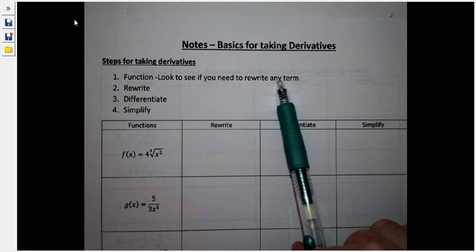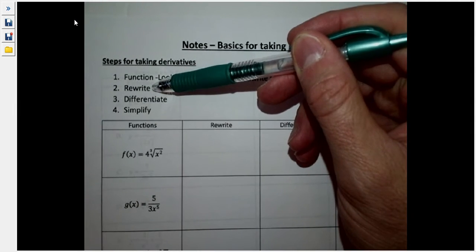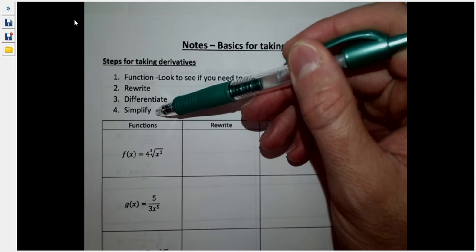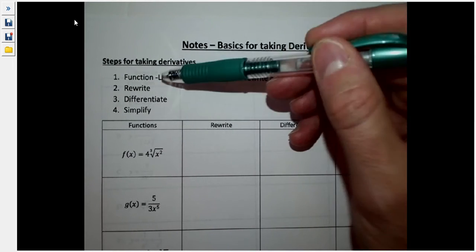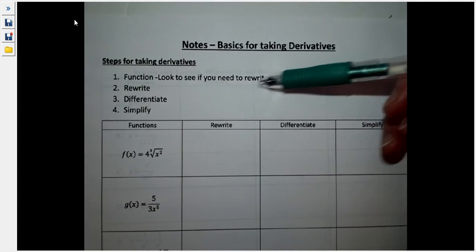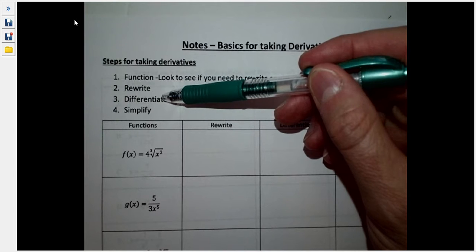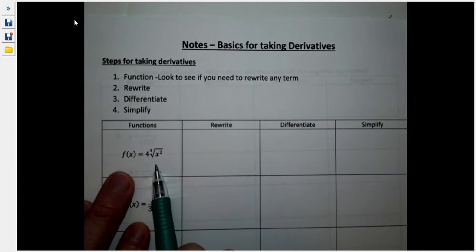Look to see if you need to rewrite any terms. Then we rewrite if we need to, differentiate, and then simplify. Okay, these are always the 4 steps we follow. And again, step 1 is the most important because sometimes if we rewrite something, it'll allow us to differentiate a lot easier. Okay, so we're going to practice doing it with our root powers and our negative powers.